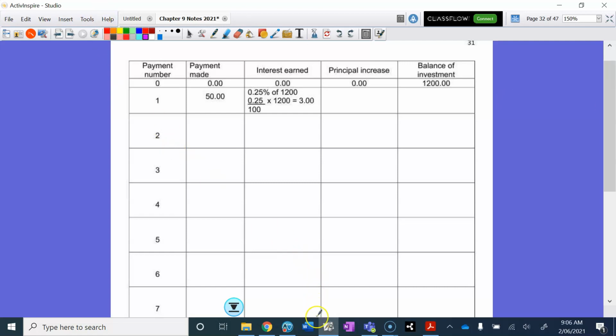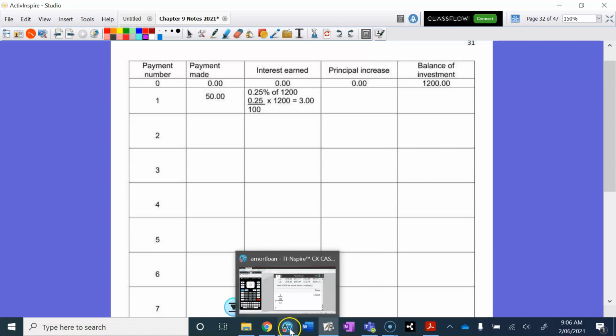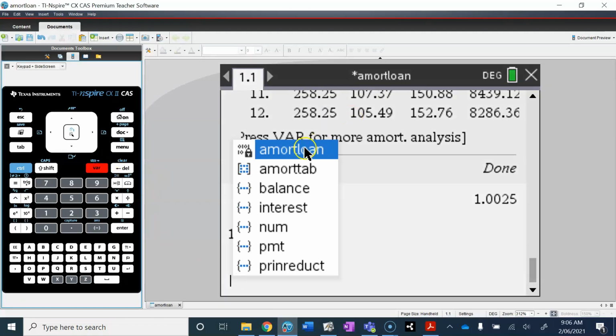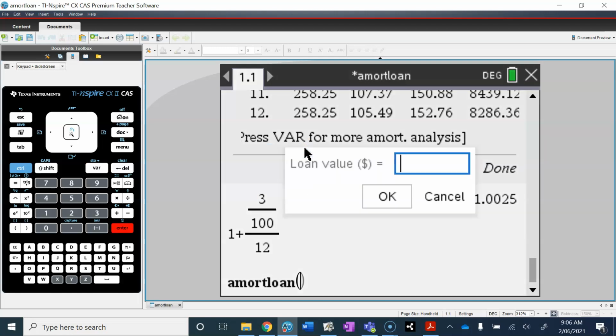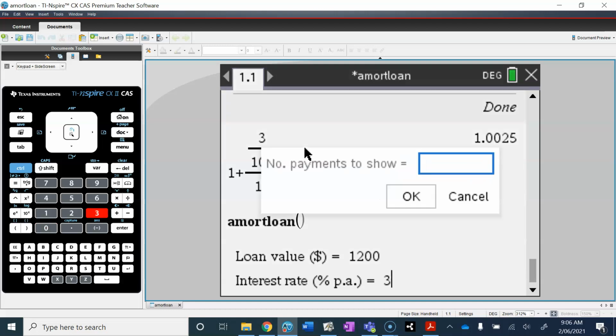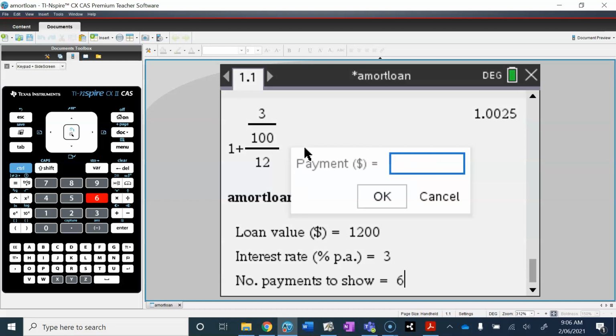If you wanted to do that on your Amort Loan software, you can also do that. So if we were using the Amort Loan for this situation, when it asks us for the loan value, read that as investment value. So NOR puts $1,200 into the bank. The interest rate per annum was 3%. The number of payments, if we just want to show the same amount, I think it was 5 or 6, I can't remember, maybe 6.